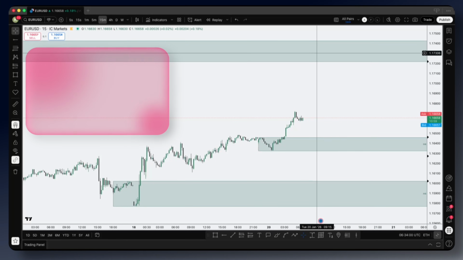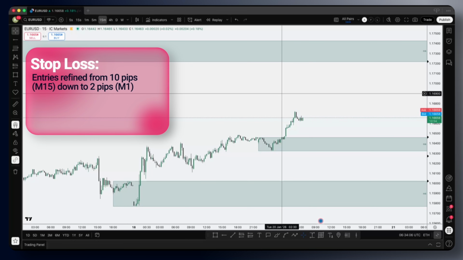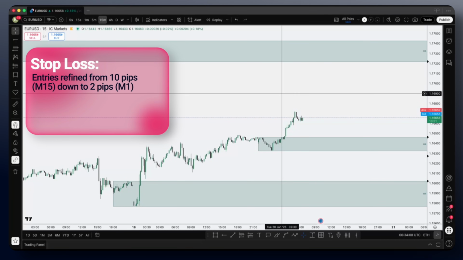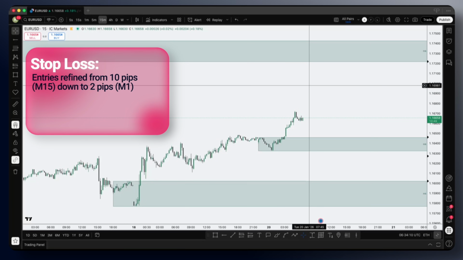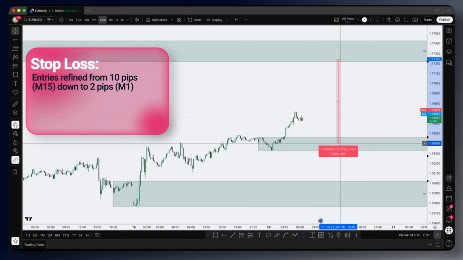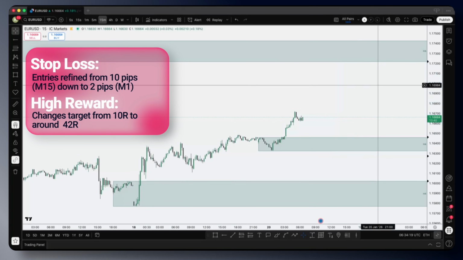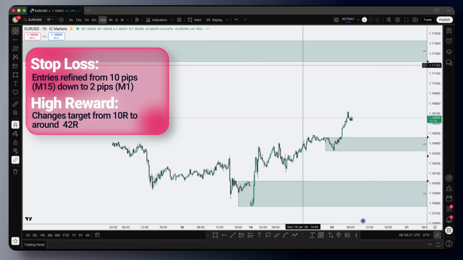But within that, if we're looking for a 15 within an H4, we can actually then drop down to the M1, and again, you can reduce your stop loss down to about 2 pips. And whatever the distance is, just divide that by 2. So what would that be? That would be a 42R trade, in essence, if we manage to get something like that.